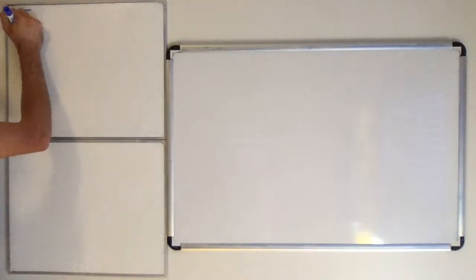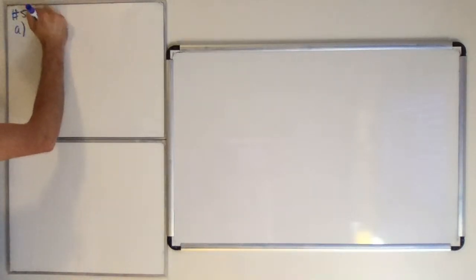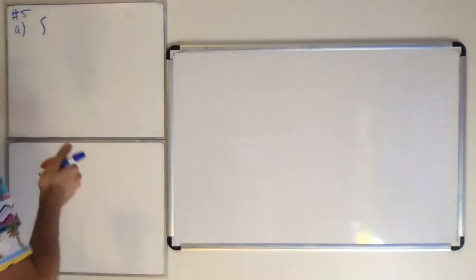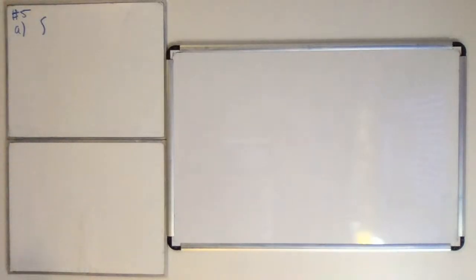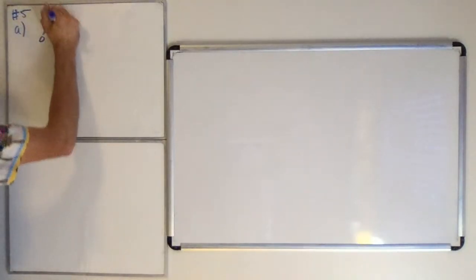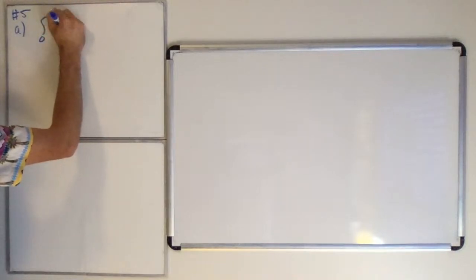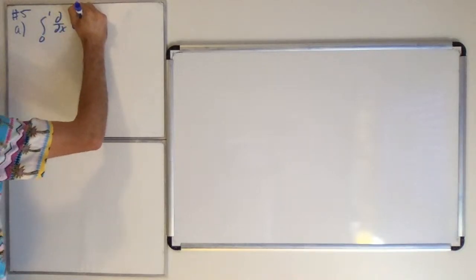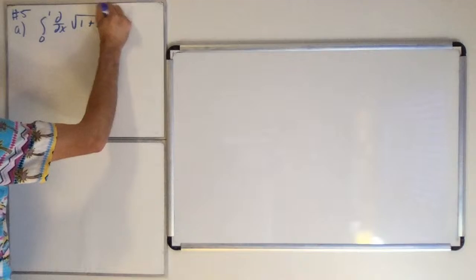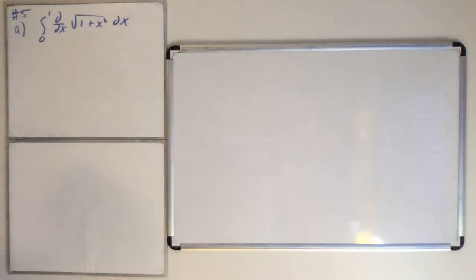So A was the integral from 0 to 1 of the derivative of the square root of 1 plus x squared dx.